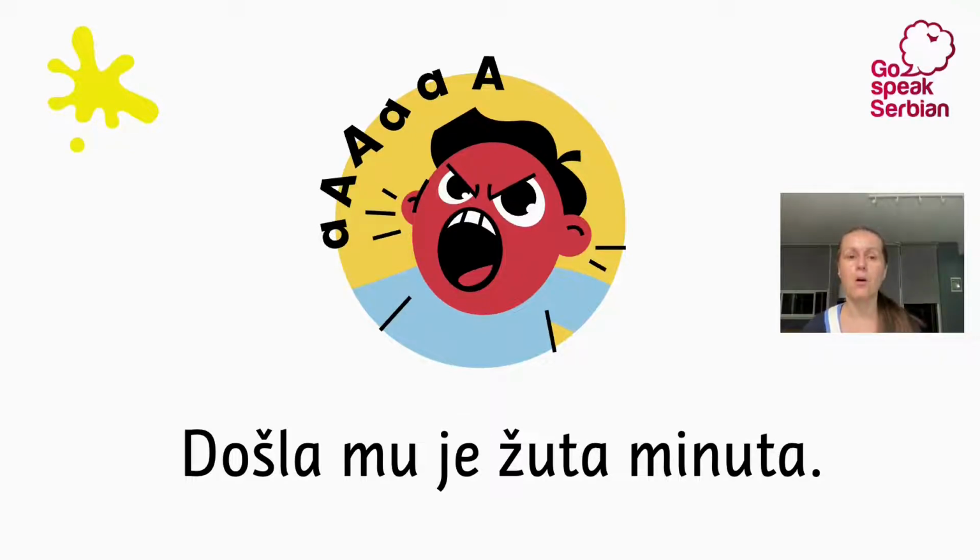What does that mean? Well, when we say in Serbian, došla mu je žuta minuta, we think that the person got very upset, very annoyed, and they yelled, they said things they didn't want to say, they were simply so angry they couldn't control themselves. And so when we want to say that he was very upset or very angry, we can say došla mu je žuta minuta. Još jedan izraz sa žutom bojom. Another expression with yellow color.